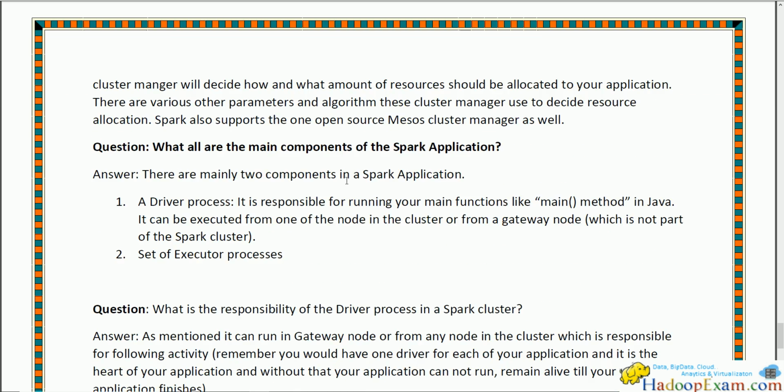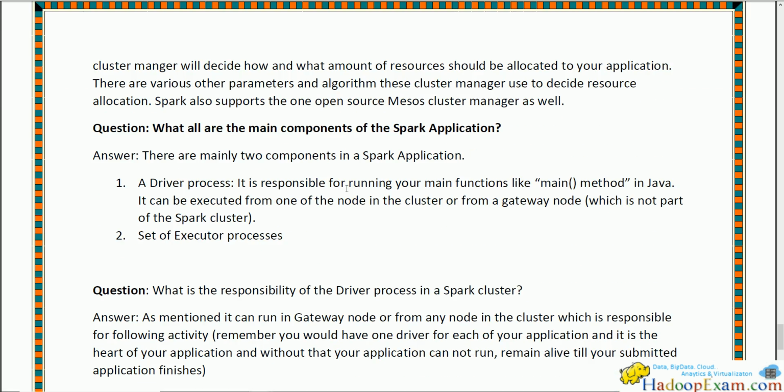Question: What are the main components of a Spark application? Answer: There are mainly two components in a Spark application. 1. A driver process. It is responsible for running your main function, like the main method in Java. It can be executed from one of the nodes in the cluster or from a gateway node which is not part of the Spark cluster. 2. A set of executor processes.